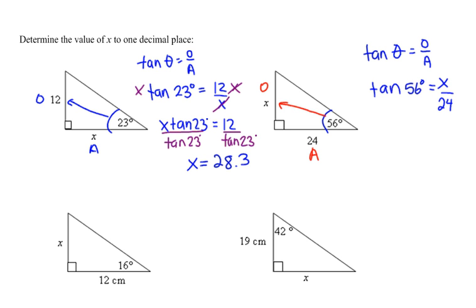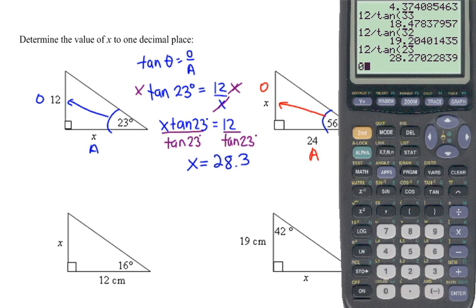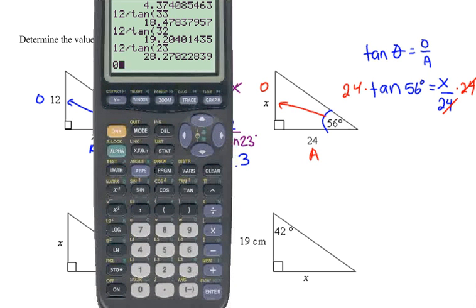Yay, I love these ones. Why? All we have to do is multiply by 24. Get x by itself. Tomorrow we're going to do sine and cos, just to do it in stages. You're going to have to start thinking tomorrow. Okay, 24 times tan 56 is 35.6.